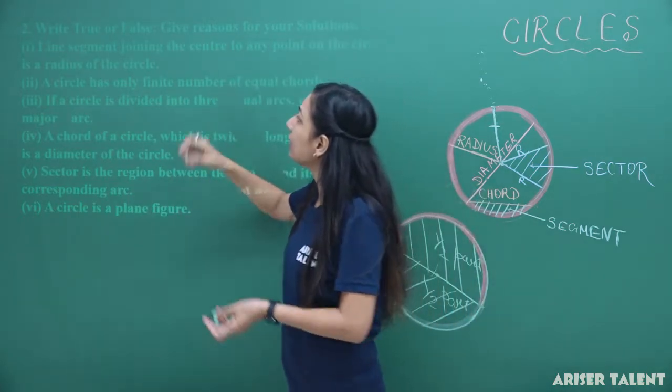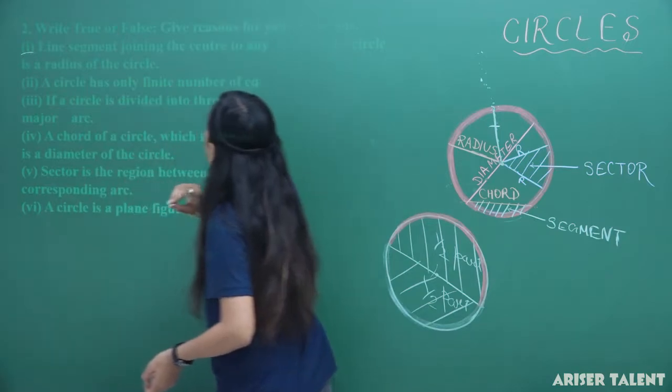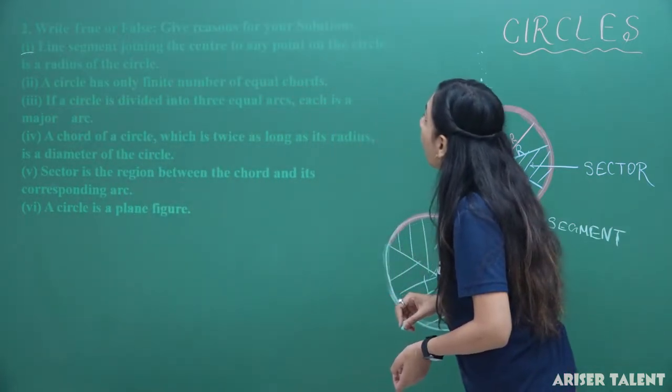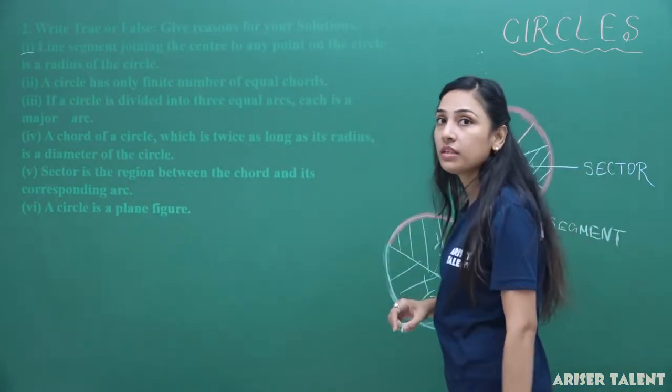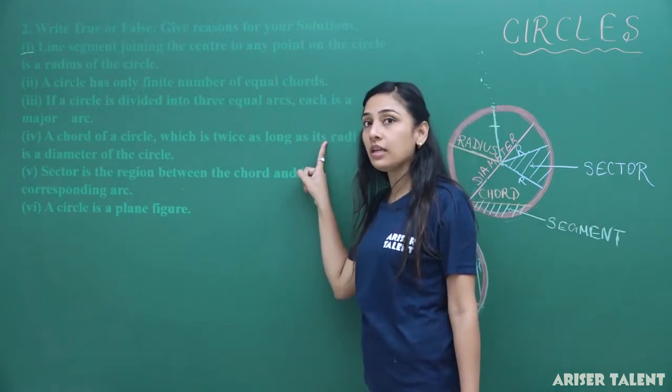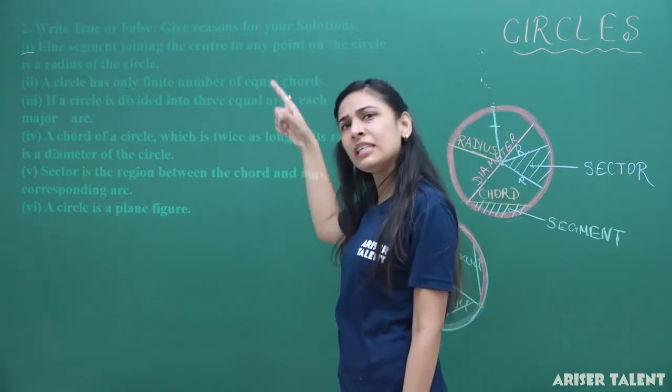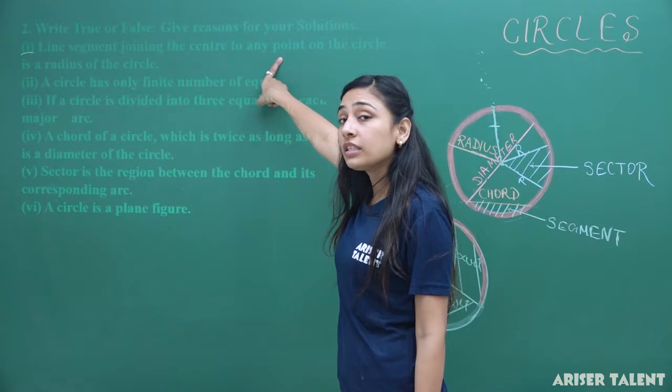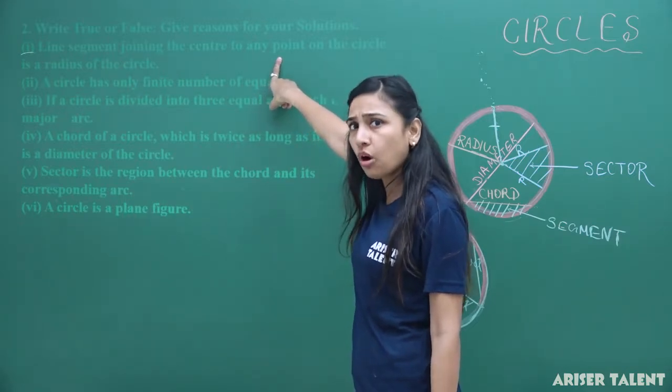Okay. So, I am telling about the first one: a line segment joining the center to any point of the circle is a radius of a circle. Now, what is it trying to say? We'll just draw that and cross-check whether what it's saying is true or not.